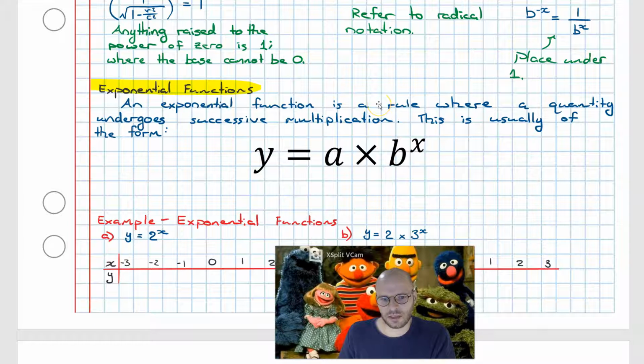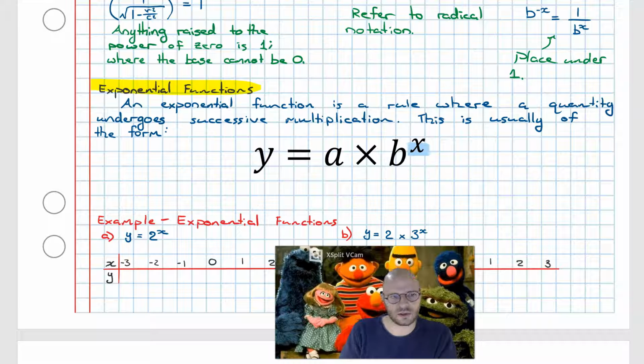Now building upon this topic of exponentials, we're moving towards the idea of an exponential function. An exponential function is a rule where a quantity undergoes successive multiplication. This is usually of the form y equals a multiplied by b to the power of x. All of the components in this equation have particular names we can assign to them.